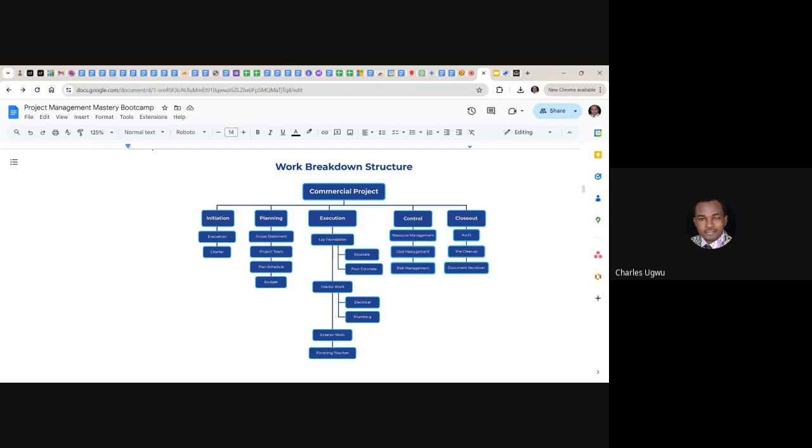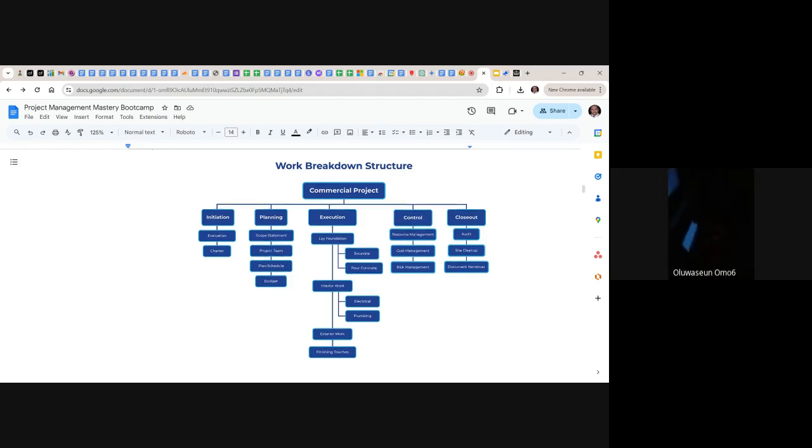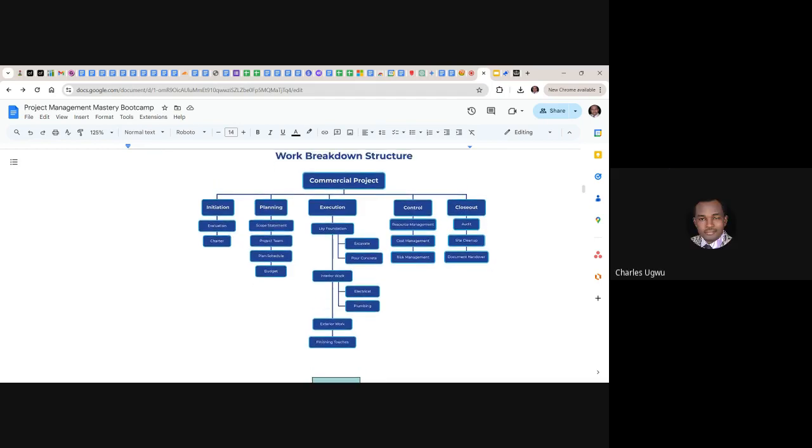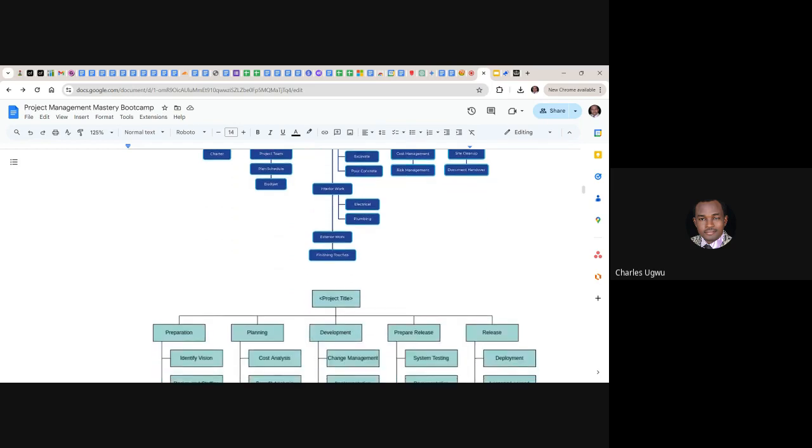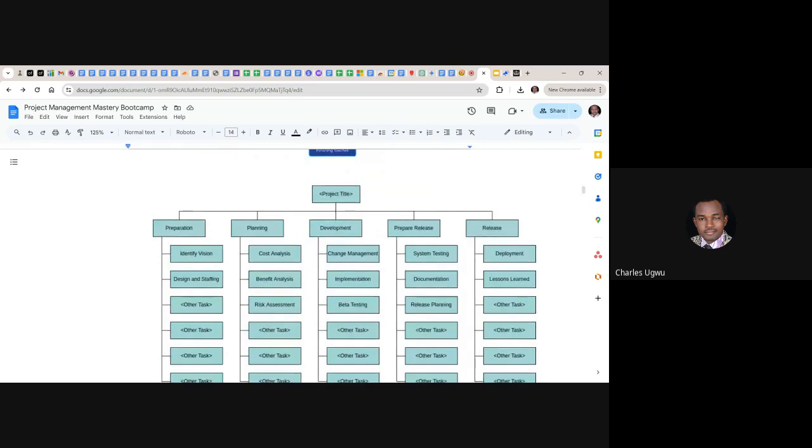Or when you talk about integration, if you break it down, you see that, oh, it's very simple. But if you don't know how to break your project down, that terminology might become so intimidating. So that is what a work breakdown structure is. There are other ways of doing this work breakdown structure.